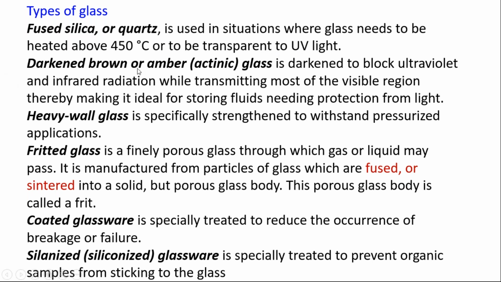You get darkened brown glass or amber colored glass, which is used generally to store reagents or things which need protection from light. Heavy walled glass is strengthened to withstand high pressure reactions. Fritted glass is a glass which has pores, and you use this for filtration; it is also known as sintered glass. Coated glass is specially treated glass. And then you also use siliconized or silanized glassware to prevent organic samples from sticking to the glass.